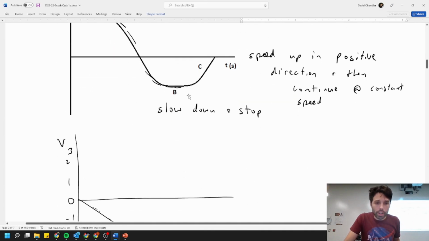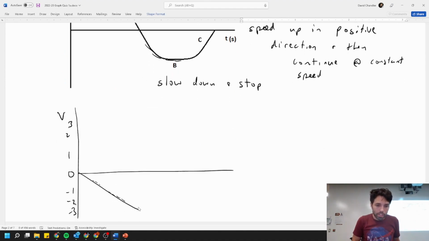Then suddenly we slow down and stop, which means we're going to go back to the 0, right? We go back to 0. We have no velocity for a few seconds while this line is flat. And then we speed up in the positive direction, and then we continue with the positive velocity. So we speed up in the positive direction, so that's the line going up. And then constant velocity at the end here, where the line is straight, means we got a flat line here, constant speed.